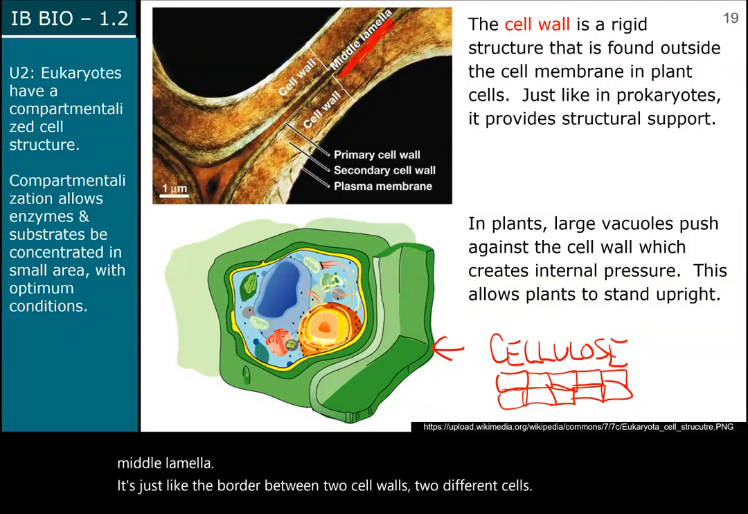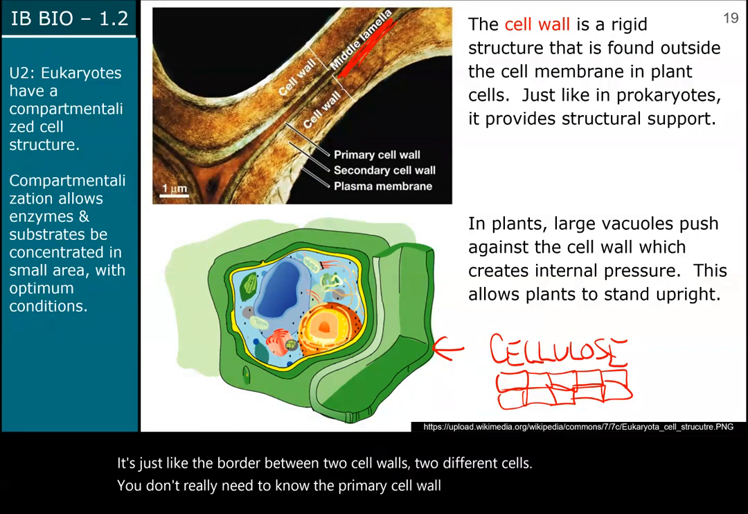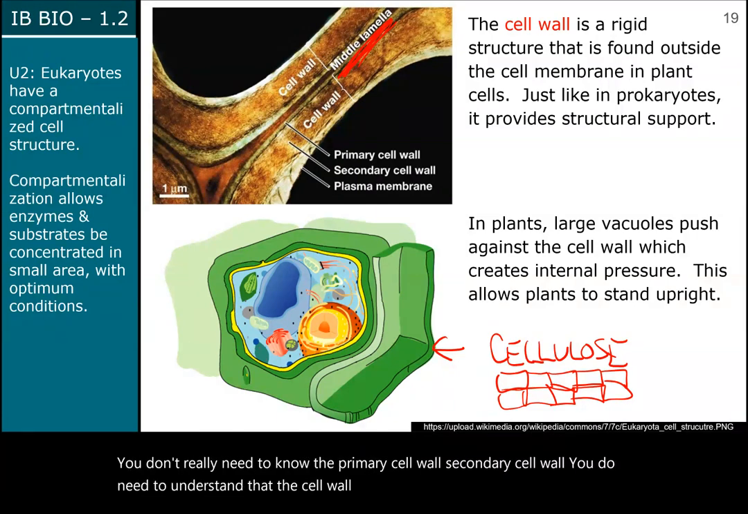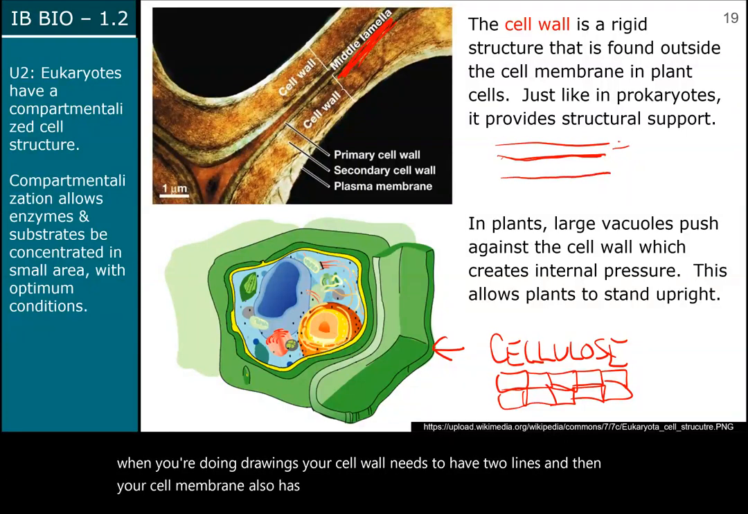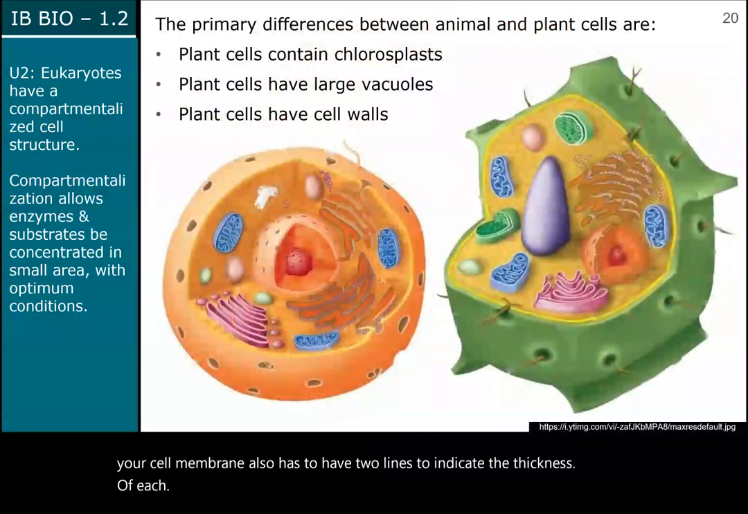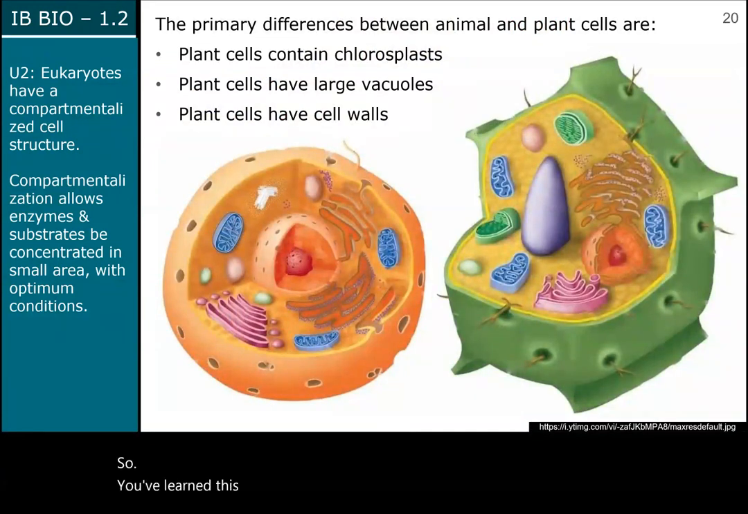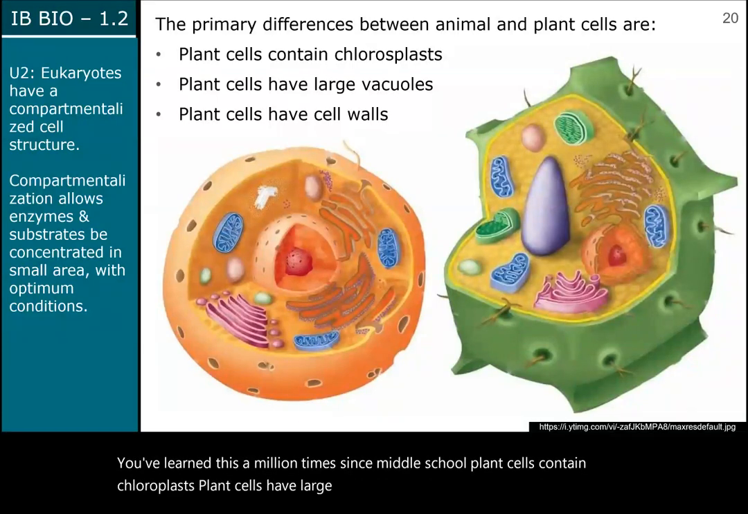You don't really need to know the primary cell wall, secondary cell wall. You do need to understand that the cell wall is separate from the cell membrane, and when you're doing drawings, your cell wall needs to have two lines, and then your cell membrane also has to have two lines to indicate the thickness of each. Okay, so you've learned this like a million times since middle school. Plant cells contain chloroplasts, plant cells have large vacuoles, and plant cells have large walls, right? That's what makes them different.